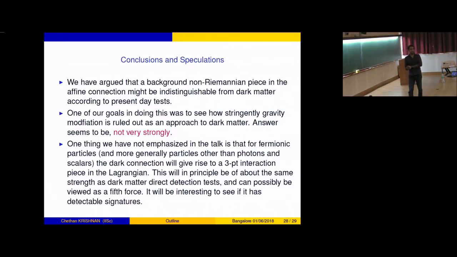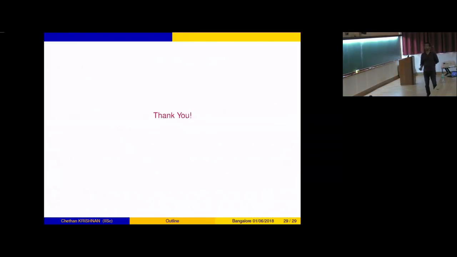One of the things we have not emphasized, which I think might be interesting, is that for fermionic particles, the dark connection will give rise to a 3-point interaction piece in the Lagrangian. This will in principle be about the same strength as dark matter direct detection tests, and it will be interesting to see if it has any detectable signatures. I think I have stopped a little bit ahead of time. So thank you.